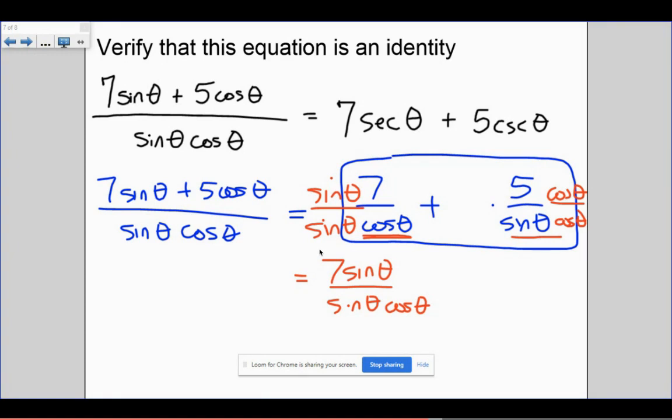Sine theta over sine theta is equal to 1, so we're not actually changing the fraction. Cosine theta over cosine theta is equal to 1, so we're not actually changing the fraction. So as I simplify that fraction on the right, I'll have 5 cosine theta over sine theta times cosine theta.